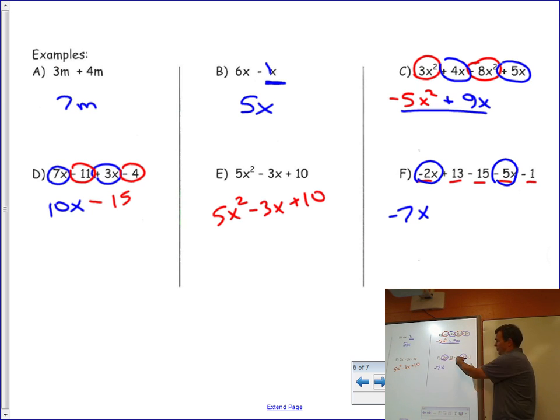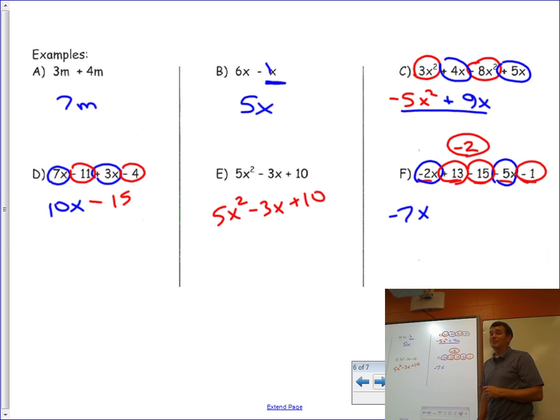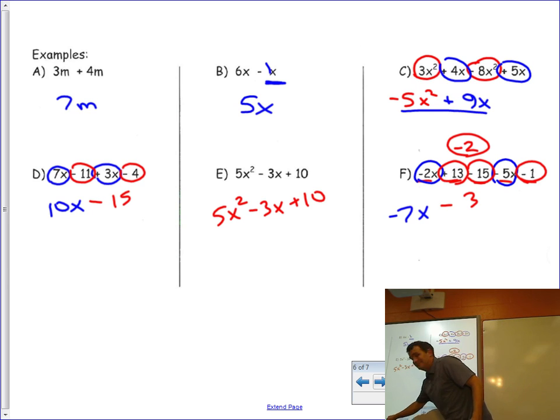And then I also have three numbers. All three of those are like terms, so I can combine them all. I'll start with the positive 13 and the negative 15. Would I add those and get 28? No. Different signs means subtract 15 and 13 and get 2. And 15 is the bigger number, so it's negative 2. And then I need to combine my 1 and my negative 2. Those have the same sign, so I'm going to add them. Same sign means add. You get 3. The 2 is the bigger number, so it gets to put its sign. It's negative 7x minus 3. Good luck.